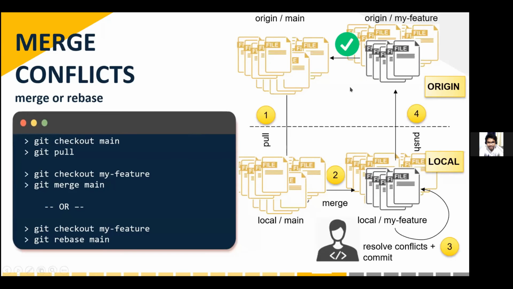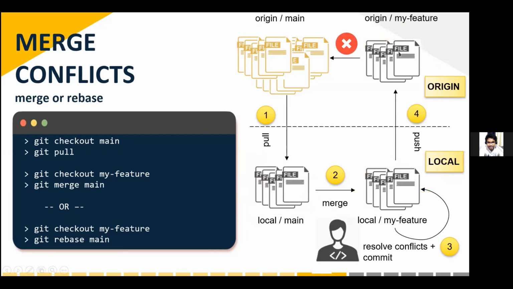GitHub is not a software code editor, right? They have a code editor, but doing these changes on GitHub is not recommended. So what we did is we tried to do the same thing on the local machine. We updated our origin main to local main using a git pull, and then we merged the local branch into a feature branch.